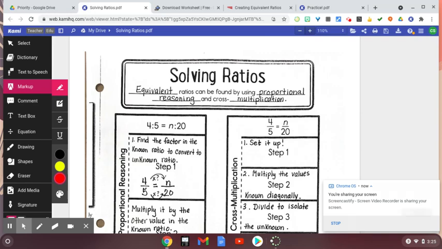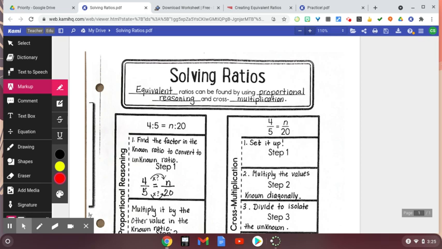Hi, guys. If you were not here this Tuesday, we went over equivalent ratios. So I gave everybody these notes on solving ratios. Today you're going to see how we can do it two different ways. Now, if you've got a calculator on hand, you can use that. You also have a calculator on your Chromebook, so please feel free to use that in today's lesson.